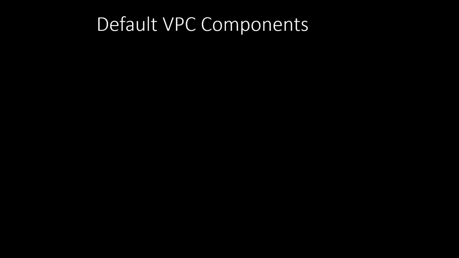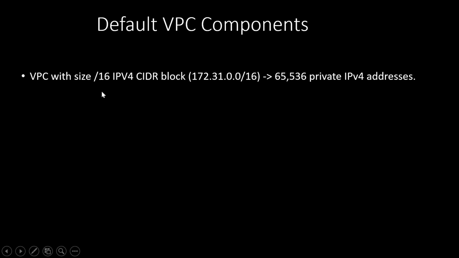In this video I will discuss the default VPC components. In every AWS account, Amazon provides us with a default VPC and some other components in that VPC in every region in the account. So what are the components that are provided? Let us see. First is the VPC with size /16 and CIDR block of 172.31.0.0/16. In every region you will see a default VPC with this CIDR block, which provides us with 65,536 private IPv4 addresses.